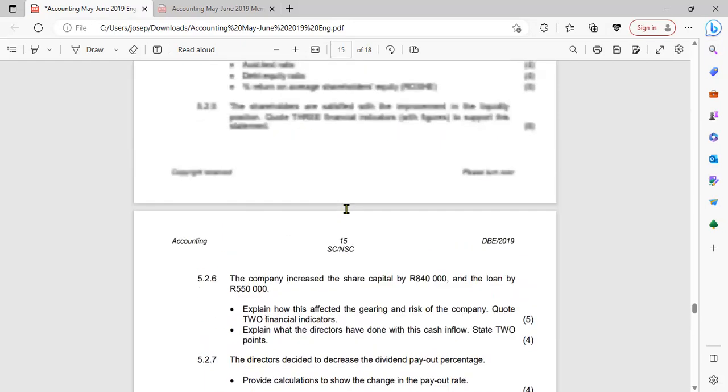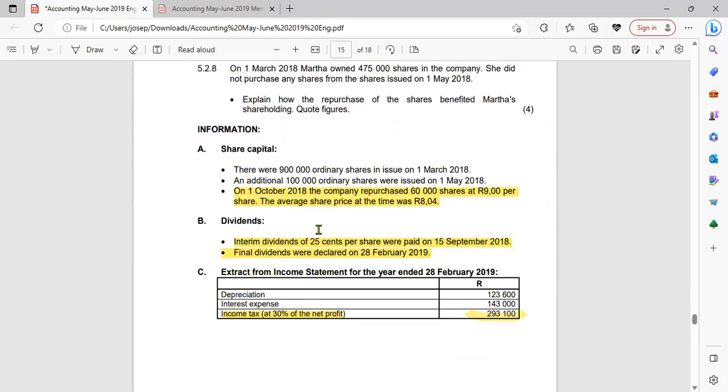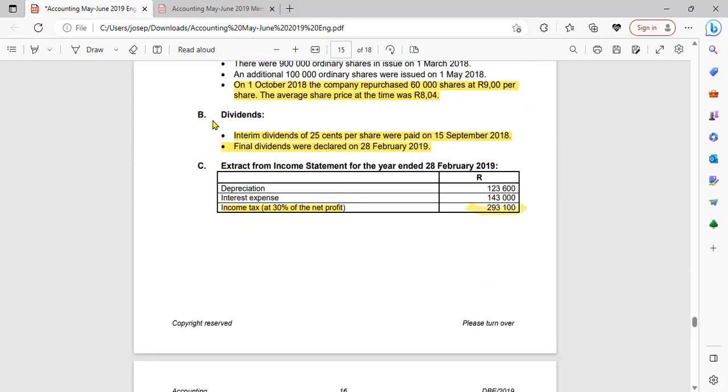Guys, remember when we are preparing retained income, we are just going to record the price that is above the average share price. So the average share price is going to assist us to calculate how much is the price above the average share price. Then information B, dividends. We're going to use it to calculate the dividends that we paid in the year, the one that we paid and the one that we declared.